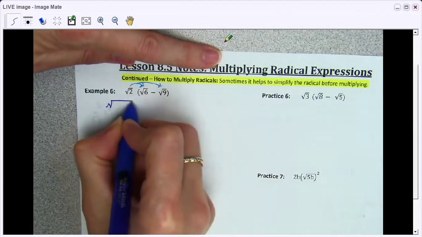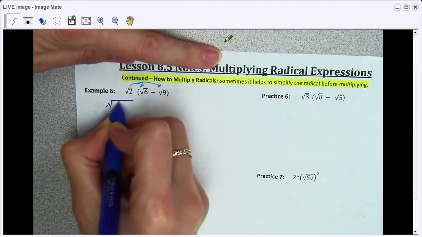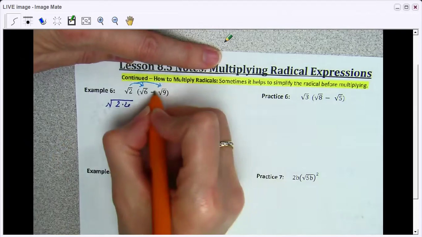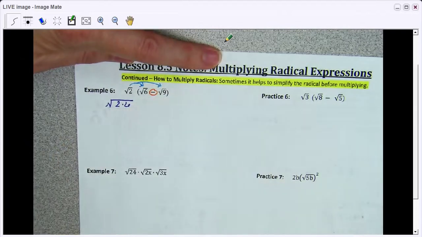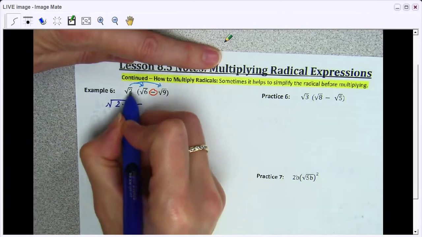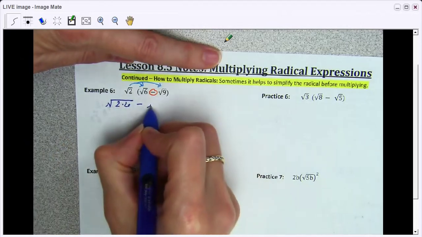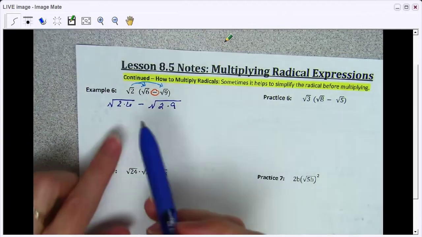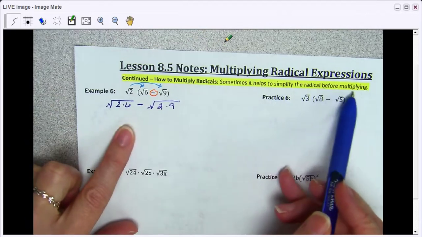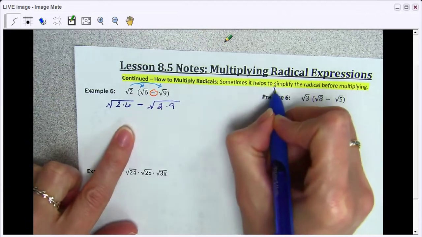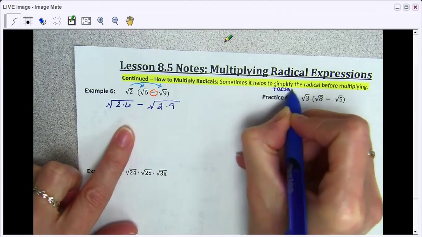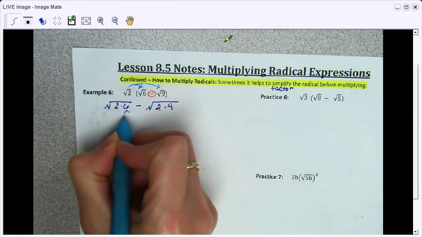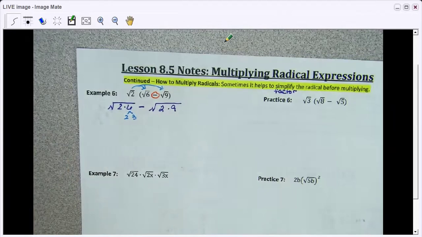And we can put the square root of 2 times the square root of 6 underneath the same radical. And then don't forget that we have the subtraction symbol that we bring down. So I'm going to bring that down. And then we have the square root of 2 times the square root of 9. So it's the square root of 2 times 9. Okay. And this is what I mean by simplify the radical before multiplying. Also, another way to say that is to factor the radical. So I can't factor 2 out any further, but I can factor 6 out to a 2 and a 3.